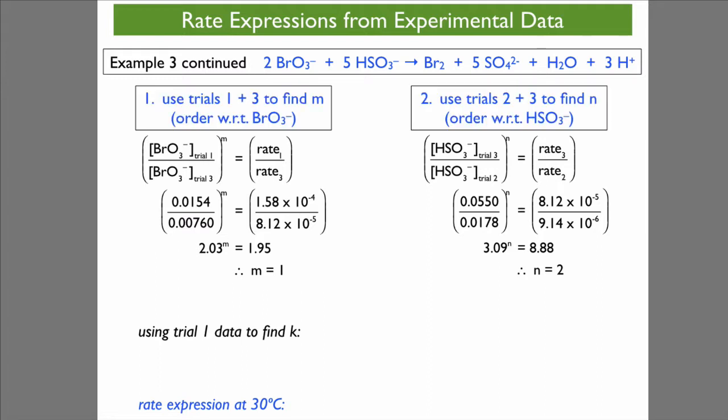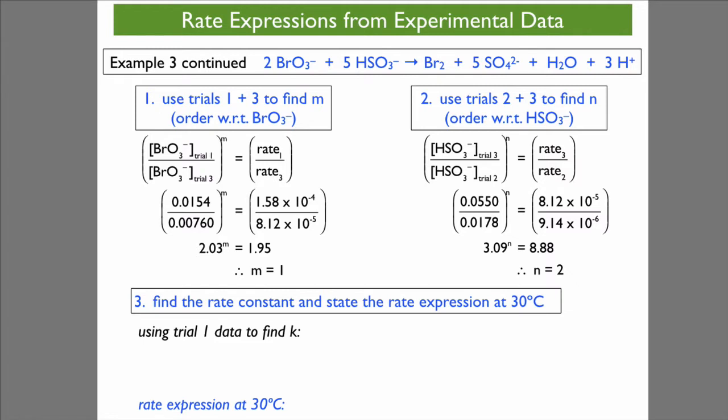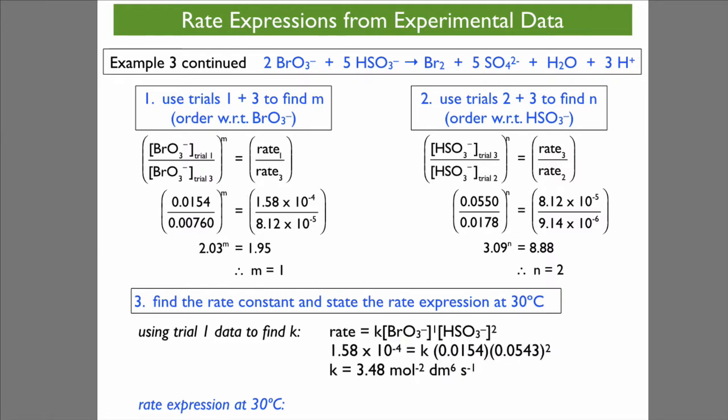So we use trials 1 and 3 for the BrO3 minus. We use trials 2 and 3 for the HSO3 minus. And then we're going to find the rate constant and state the rate expression at 30 degrees. So rate equals K, concentration of BrO3 minus, concentration of HSO3 minus to the power of 2, second order. Plug in what we know, the concentrations, rearrange it to find K, and make sure you get the correct units.